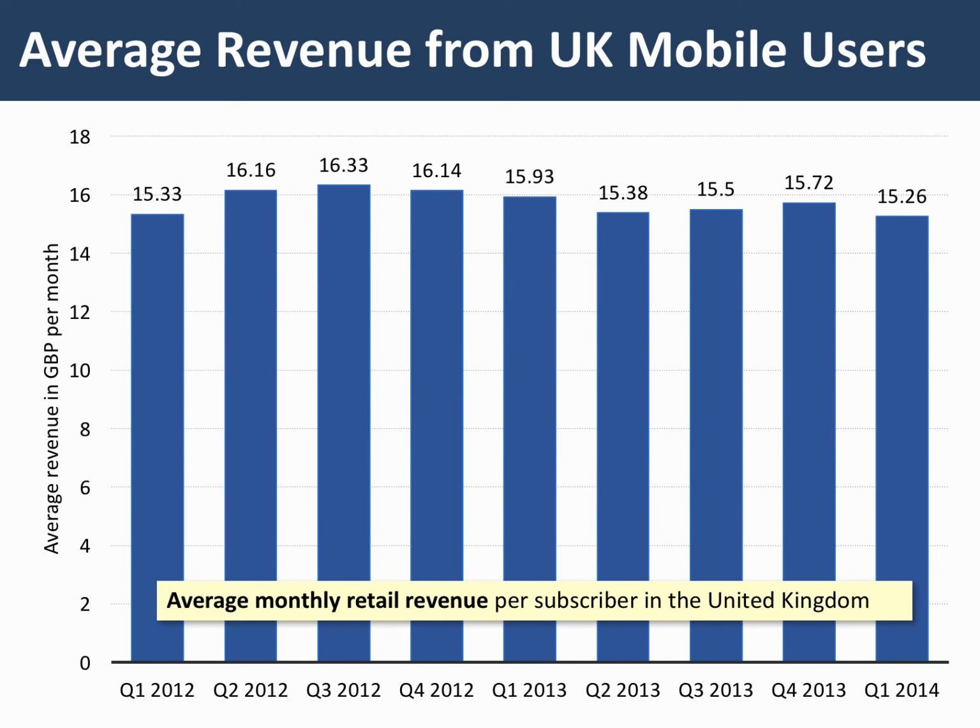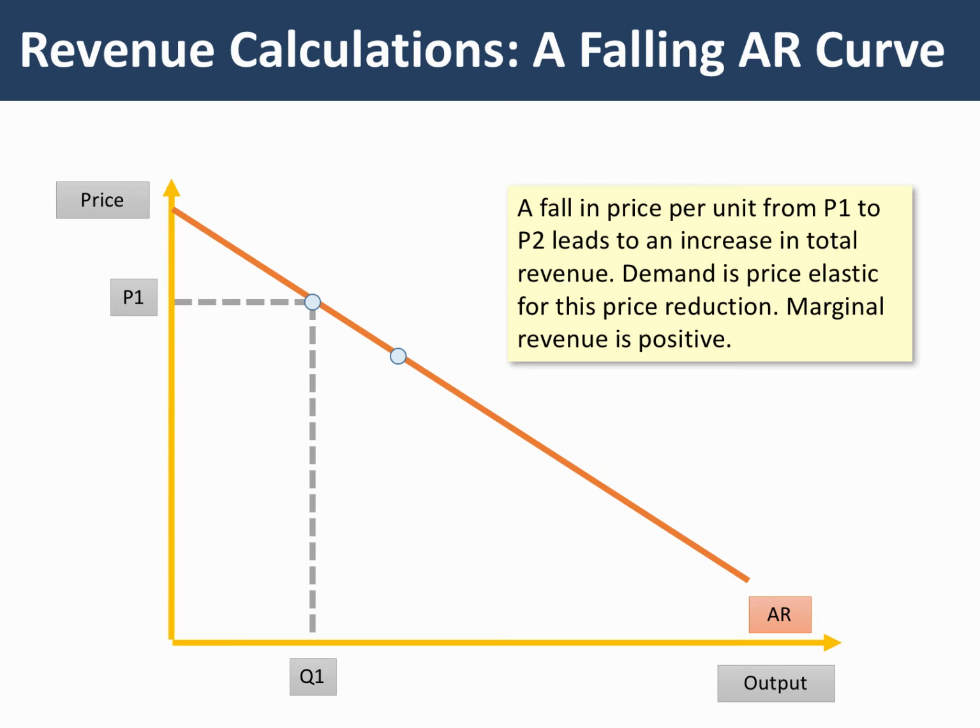Here's an example of average revenue in the mobile phone sector for quarterly data from 2012 through to the end of 2013 and 2014. And you can see that the average monthly revenue per subscriber in the UK is around £15 per person. I wonder if you pay a little less or a little bit more than that. But that's a good idea of average revenue.